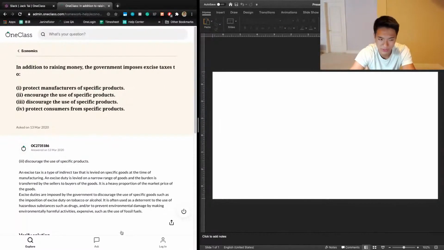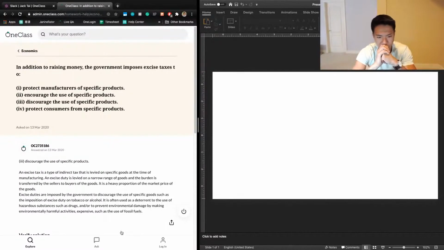So let's take a look at the previous tutor's answer. The previous tutor also said 3, and they say that an excise tax is a type of indirect tax that is levied on specific goods at the time of manufacturing. An excise duty is levied on a narrow range of goods, and the burden is transferred by the sellers to buyers of the goods. It is a heavy proportion of the market price of the goods. Excise duties are imposed by the government to discourage the use of specific goods, such as the imposition of excise duty on tobacco or alcohol.